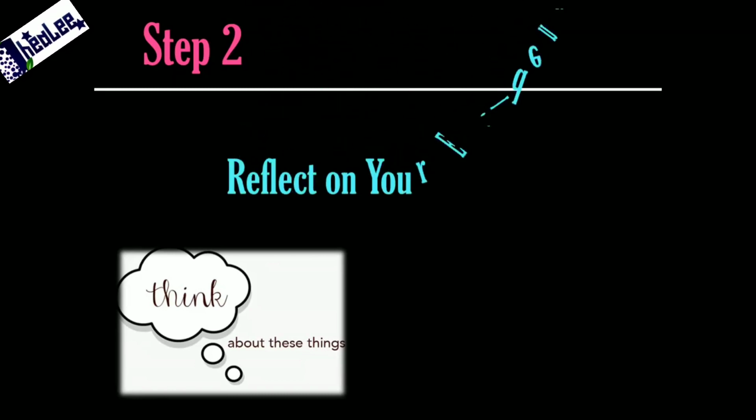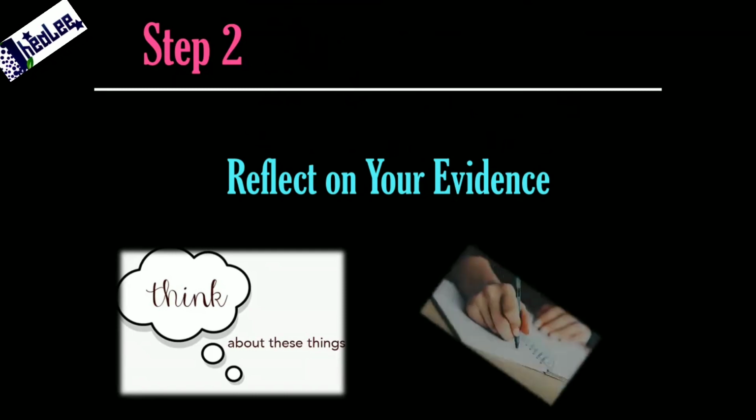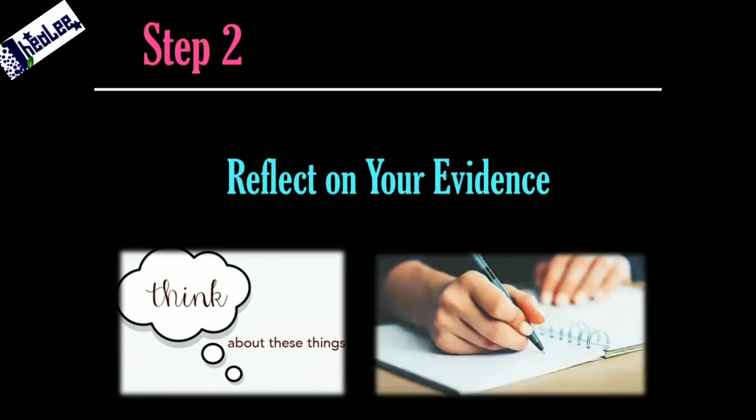Now, step 2 is, once you have collected your evidence and they're in your folders, what you're going to do next is to think about those things. In thinking about these things, you're reflecting on your evidence. And once you have gone through that reflection stage, you will ensure that you write. So you're writing your reflection on your evidence for that particular period.